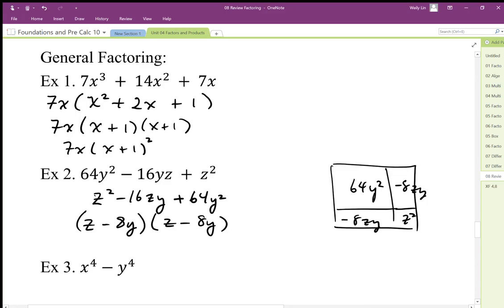Okay, so if we just look at it from a different perspective, we can actually just factor this as a leading coefficient of 1. If not, we can still do the same thing here, right? We have our diagonal product of 64zy, and so it's going to be negative 8 and 8, so I end up with 8y minus z, and I have 8y minus z, okay, which is actually the same thing.